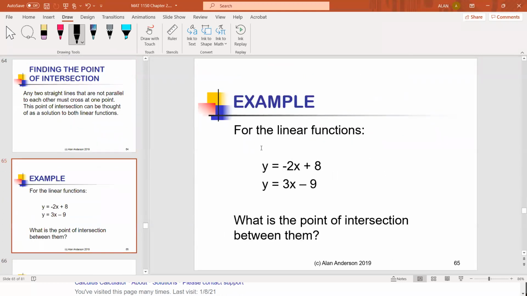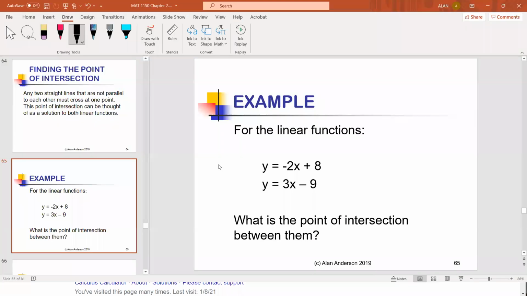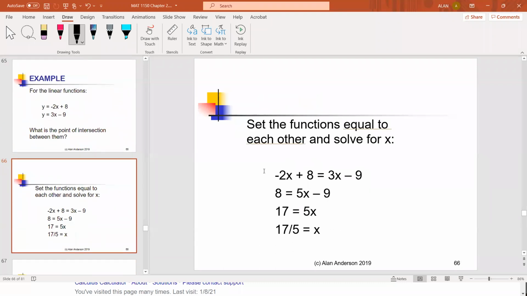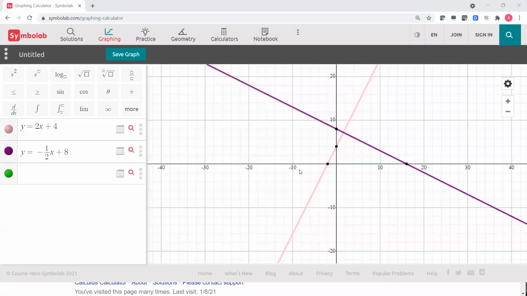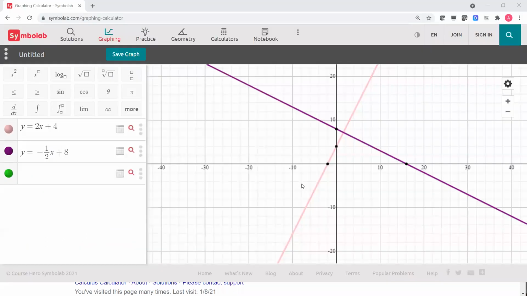How about this? How do we know where the intersection point is between them? How do we know where they cross? Good question. Like here we saw, what is that point? How do we know? Let's find out. What you're going to do is set them equal to each other. Okay, not the y part, just this part. And you're going to solve for x.